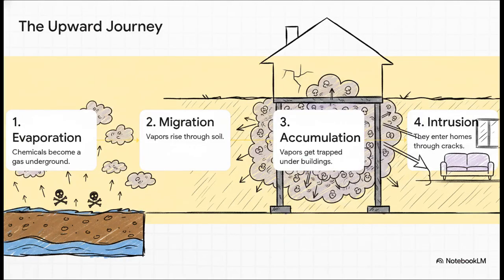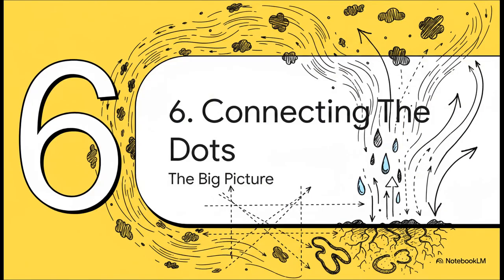So let's trace this crazy upward journey. First, the chemicals evaporate underground. Then those vapors start to snake their way up through all the tiny gaps in the soil. They can get trapped and pool up right underneath our homes. And from there, all it takes is a few tiny cracks in a foundation for those vapors to seep into our basements, into our living rooms. So a problem in the soil can actually become a problem with the air you breathe inside your own house. So we followed the pollution across the surface, deep into the ground, and then all the way back up into our air.